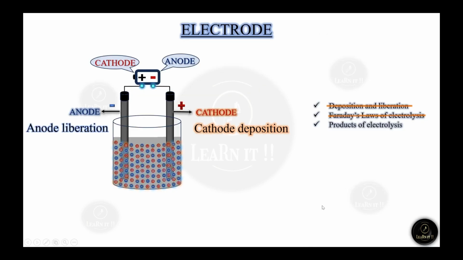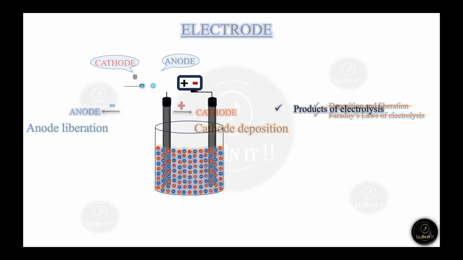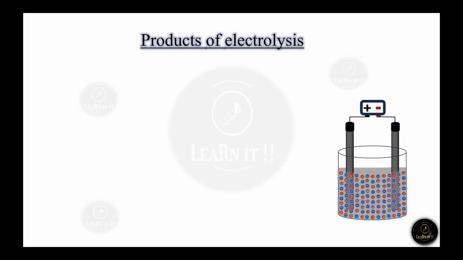Let us look at the third part of electrolysis, that is products of electrolysis. In the study of products of electrolysis, we need to look at 7 compounds.